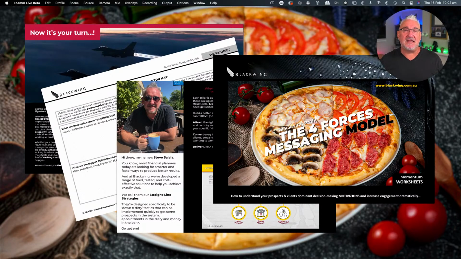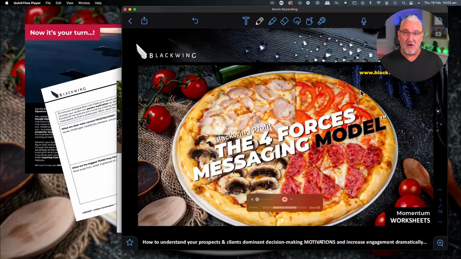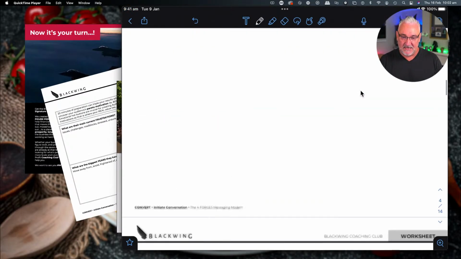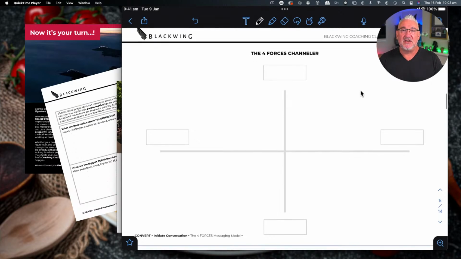Okay, so look, here's the thing. I'm going to jump to my iPad right here. What I want you to be aware of, guys, is that we're going to work on this worksheet here called the 4 Forces Channeler. And look, here's the thing.